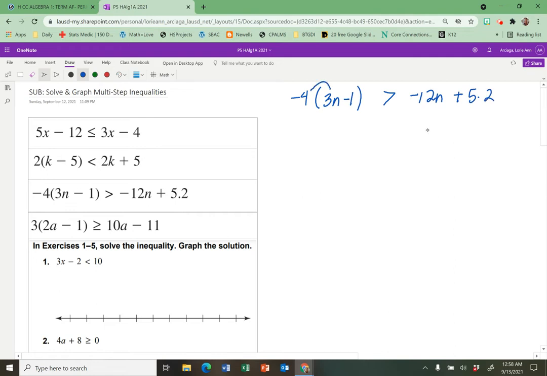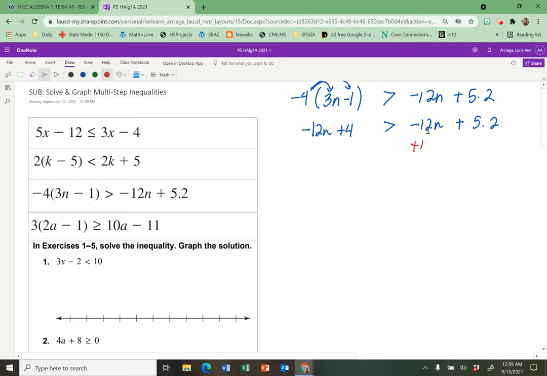So we distribute this again. You get -4 times 3n is -12n. -4 times -1 will be +4. That's greater than -12n plus 5.2. And just by looking at this, you can kind of tell that, oh yeah, that's -12n and -12n. When you're adding 4 only, would that result be bigger than when you add 5.2 to the same quantity? Well, let's see what happens.